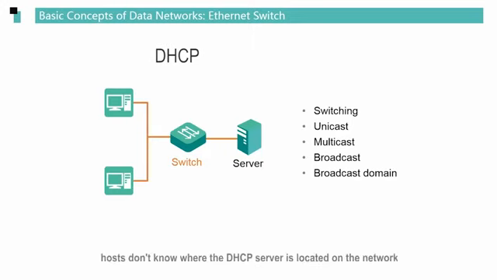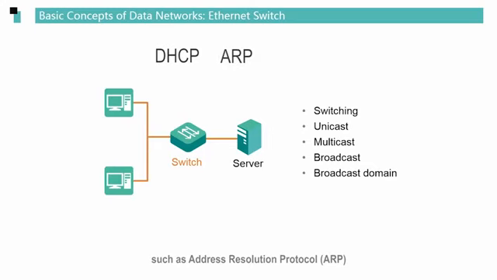To begin with, hosts don't know where the DHCP server is located on the network. They must send broadcast messages requesting that the DHCP server send its location. There are also many other uses for broadcasting messages, such as Address Resolution Protocol, ARP. However, broadcasting packets has certain disadvantages. If many broadcast messages are sent on the network, this places a burden on network devices.